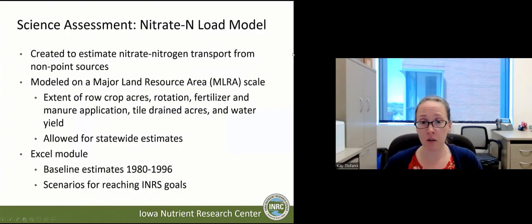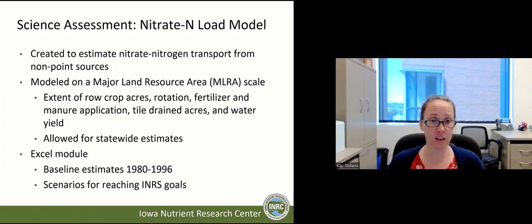Now, as part of the reduction strategy, there was a science assessment that was done. And as part of this, a nitrate N load model was created. This model was created specifically to estimate the nitrate nitrogen transport from non-point sources. The way this was developed was on an MLRA, or major land resource area scale. There are 10 of these in the state, and they each have kind of distinct geology, soil, climate, as well as land use.